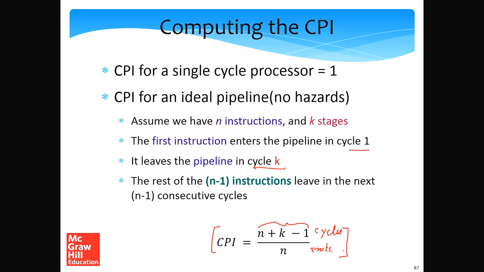Now the CPI in this case, if a pipeline has k stages, let me draw it in one more way and show. In the first cycle, the first instruction enters the first stage, and at the end of the kth cycle, it will leave the pipeline. Subsequently, in every single cycle, one instruction will leave the pipeline. So the total amount of time required will be n minus 1 plus k, same as n plus k minus 1. So CPI will be (n plus k minus 1) divided by n.